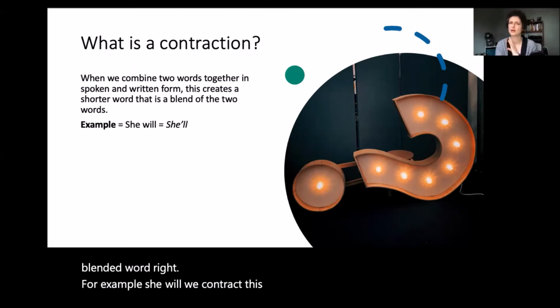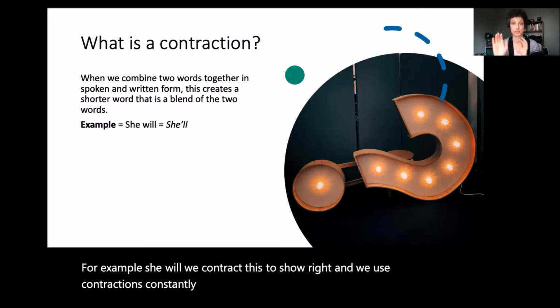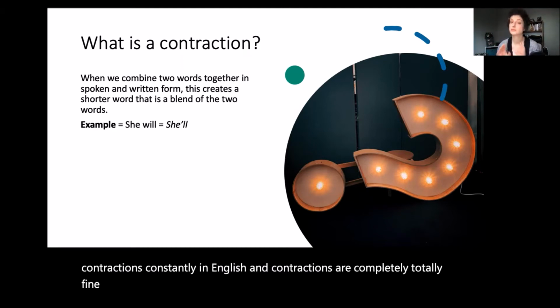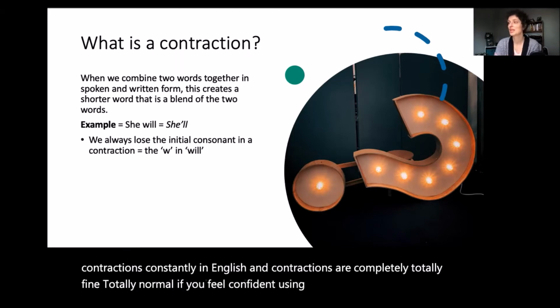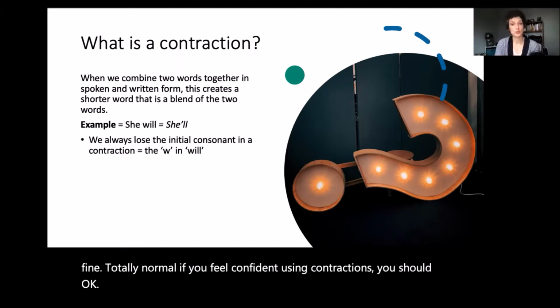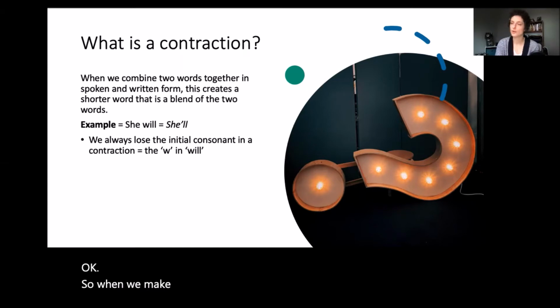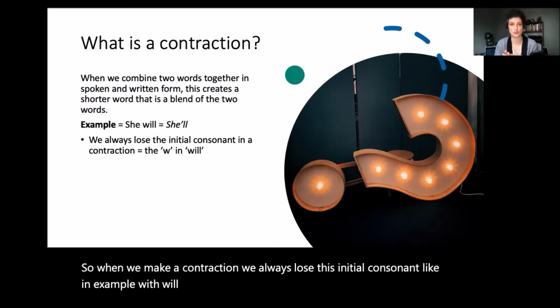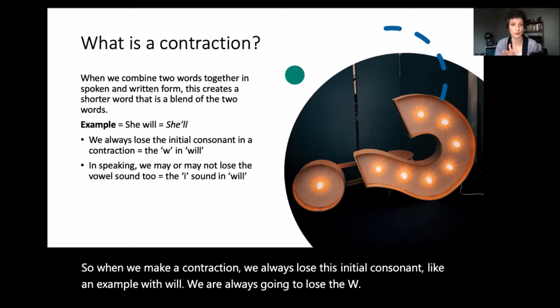And we use contractions constantly in English. And contractions are completely, totally fine, totally normal. If you feel confident using contractions, you should, okay? So when we make a contraction, we always lose this initial consonant. Like an example with will, we are always going to lose the W, whether we're speaking or we're writing.